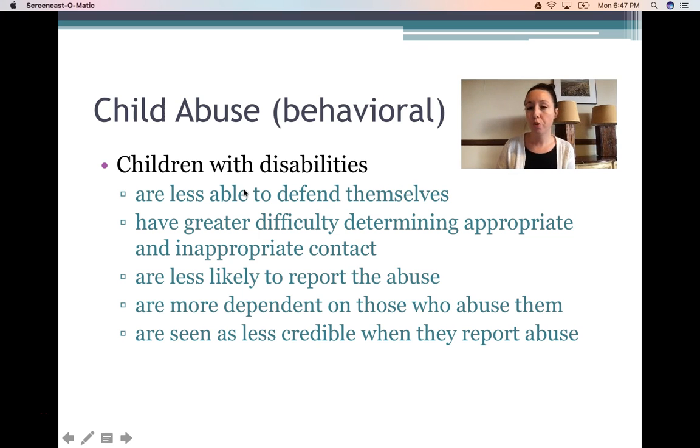Additionally, kiddos with disabilities are less likely to report abuse and are more dependent a lot of times on those who abuse them, and are a lot of times seen as less credible when they report abuse. So it just puts them at a higher risk for child abuse. And again, just like I keep putting these disclaimers up, I'm not at all saying that caregivers of individuals with disabilities abuse them. It just puts them at a higher risk depending on other environmental factors, again, lack of education and parenting skills, and also possibly lack of social support.